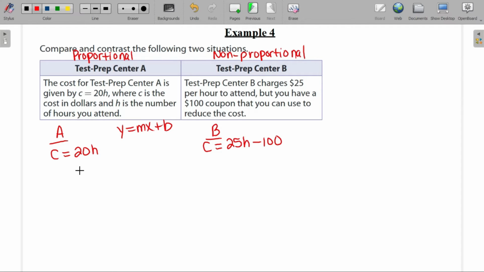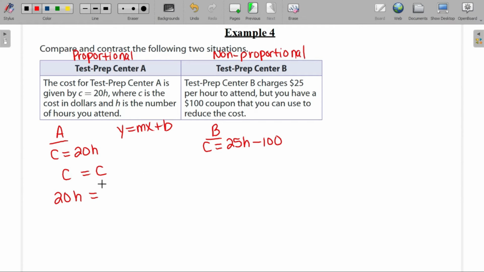Now, another way that we can compare them is by cost. And so what you would want to do here is try to find a break-even point where test prep center A and test prep center B are going to be exactly the same cost. And so what we would say here is that the cost of test prep center A would be equal to the cost of test prep center B. Now, the cost of test prep center A was going to be the same as 20 times H, or $20 times each hour of attendance.